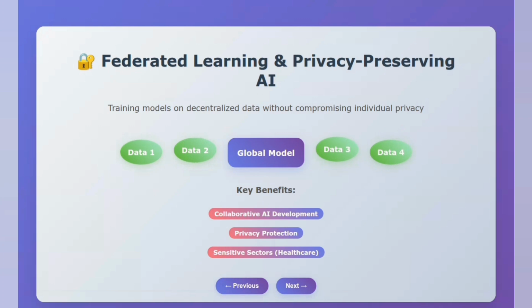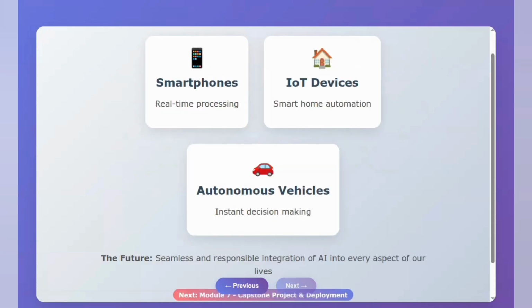We'll see continued advancements in federated learning and privacy-preserving AI, allowing models to be trained on decentralized data without compromising individual privacy. This is crucial for collaborative AI development, especially in sensitive sectors like healthcare. We expect more focus on edge AI, running AI models directly on devices like smartphones or IoT devices rather than in the cloud, for faster, more private, and efficient real-time applications.